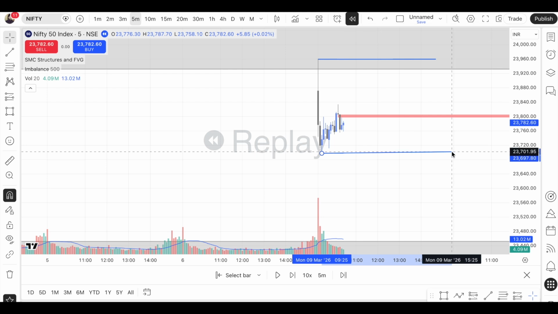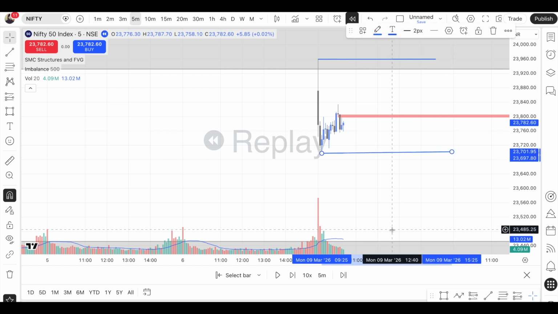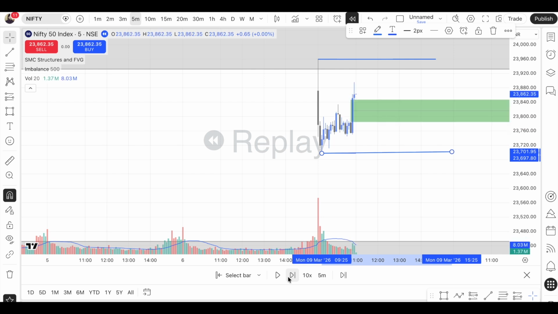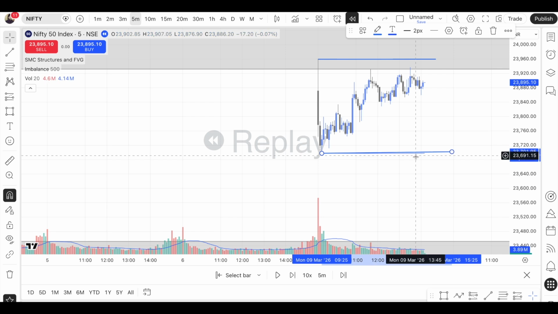Just put two alerts here, one at the low, one at the high. The moment one of these breaks, you enter into that position. The earlier the position happens, the better it is for us to trade. If market is doing just time pass between these two ranges, literally there is no trade.